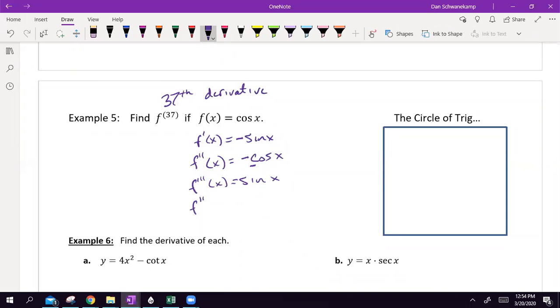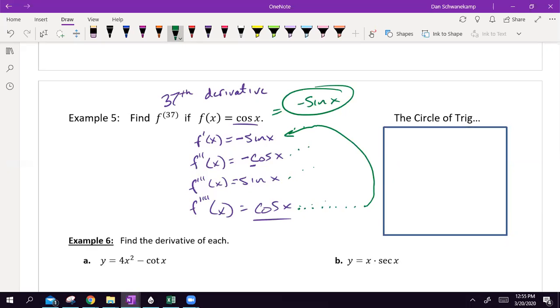The fourth derivative would be cosine. Notice that this is the same thing as the original one. And so you could count 1, 2, 3, 4, 5, 6, 7, 8, 9, 10, 11, 12, and keep going like that. Or you could know your multiples. This would be the fourth derivative, and the 8th, and the 12th, and the 16th, and the 20th, 24, 28, 32, 36. And so the 37th derivative would go back to that guy right there, which is negative sine x. So the 37th derivative is negative sine x.